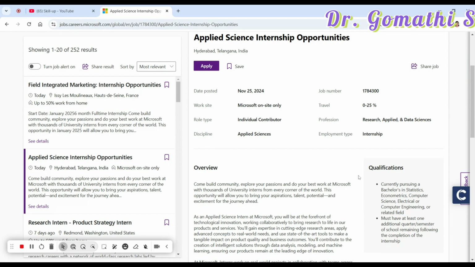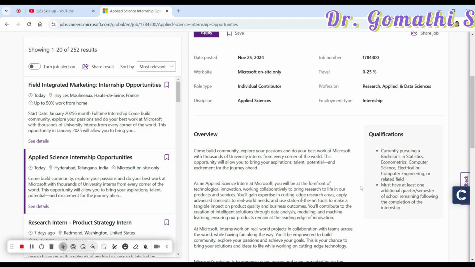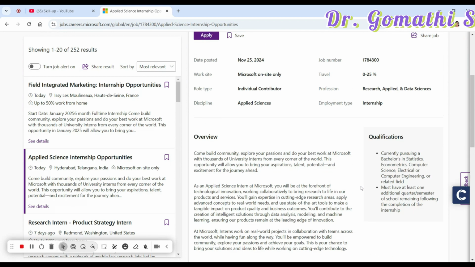So don't wait, just go ahead and apply. Don't think about whether you are eligible for this. Yes, you are eligible. Only if you apply can you get this. Even if you just enter the initial screening round, it is great, right? You will come to know what questions they are asking and how to manage those questions. So be prepared for that. Apply for this, all the best.